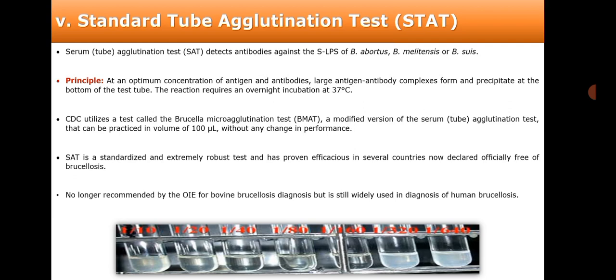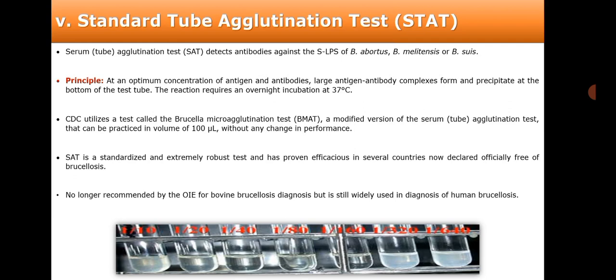CDC utilizes a test called the Brucella microagglutination test, which is a modified version of the serum tube agglutination test that can be practiced in volume of 100 microliter without any change in performance. SAT is a standardized and extremely robust test and has proven efficacious in several countries now declared officially free of brucellosis. No longer recommended by the OIE for bovine brucellosis diagnosis, but is still widely used in diagnosis of human brucellosis.